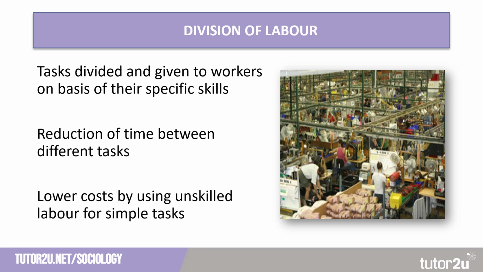A third aspect of scientific management is the division of labour. Taylor advocated for the division of labour, where tasks were divided and specialised amongst workers, based upon their skills and abilities. This allowed workers to focus on specific tasks and become highly proficient in their assigned role. The division of labour increased efficiency and output by reducing the time and effort required to switch between different tasks. It also facilitated the use of unskilled labour for repetitive tasks, which lowered labour costs.